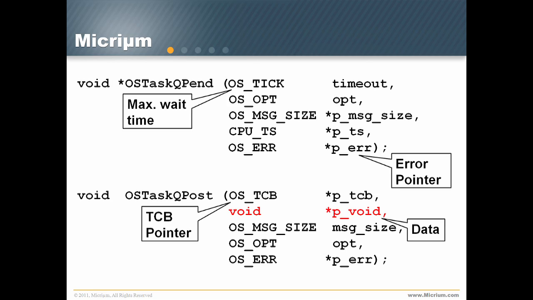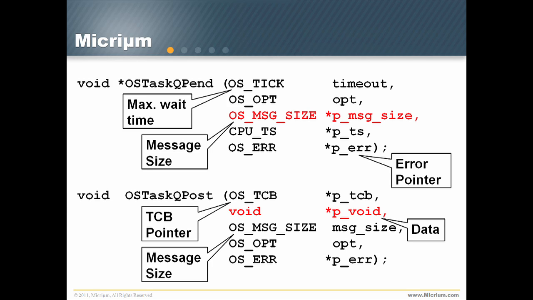This message can be of practically any type, since the third arguments of both the pend and post functions allow tasks to share the size of a message. A posting task specifies its message's size through the third argument of OS Task Queue Post, while a pending task determines the size of a retrieved message using the memory location referenced by the third argument of OS Task Queue Pend.